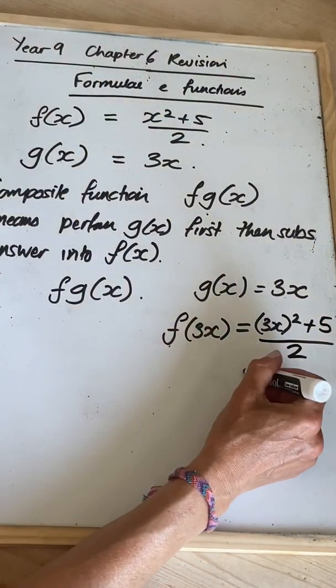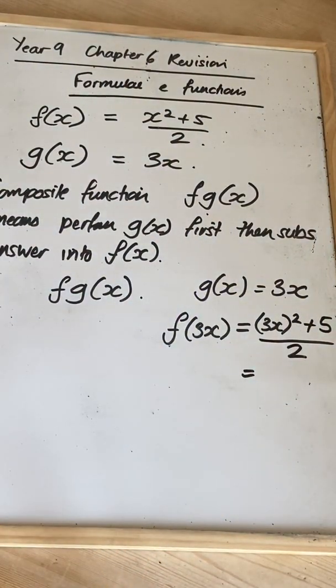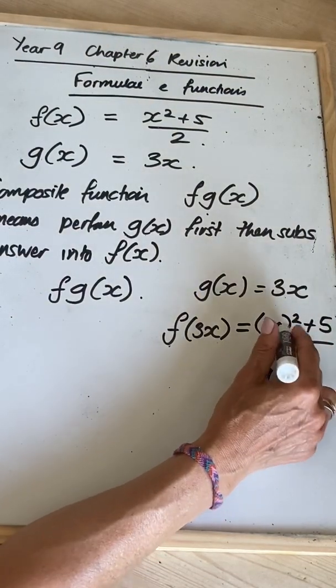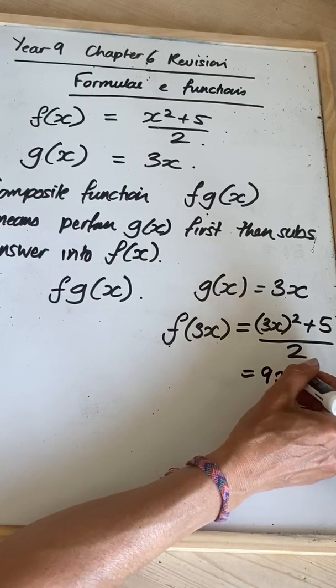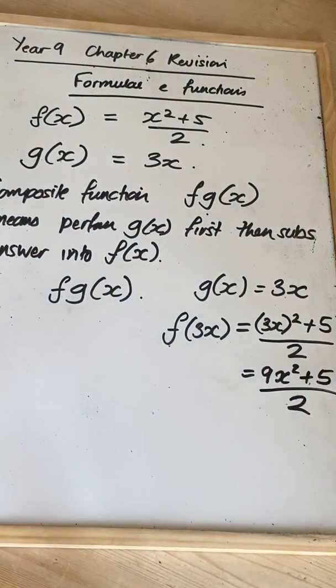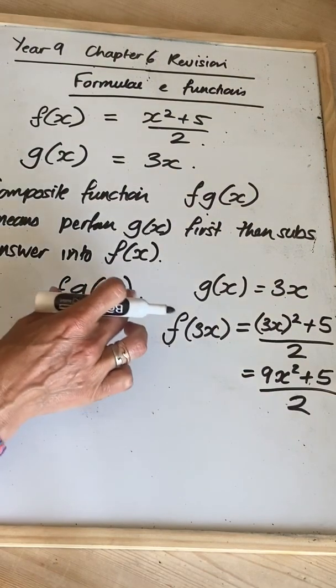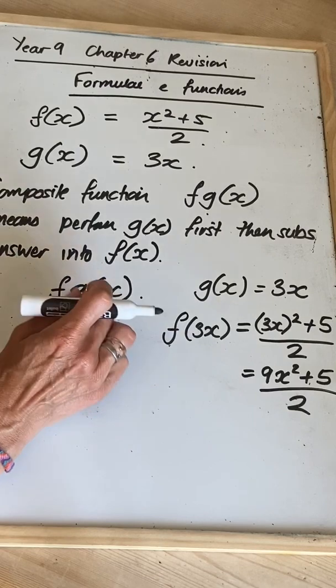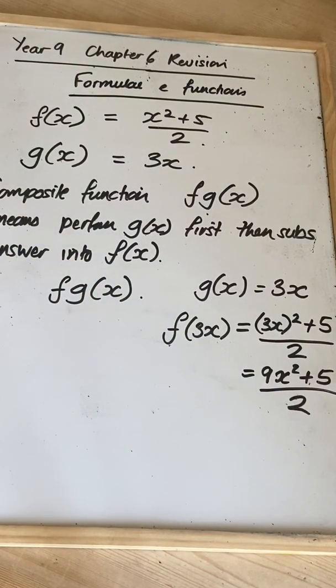If I'm squaring all of that, we'll go back to our indices chapter. We're going to have to square the 3, which gives me 9, and square the x. That's 9x squared plus 5 all over 2, and I think I'll just stop there. That could be 4.5x squared plus 2.5, but I think I'll just leave it in that form. So you might be asked to leave your function just as fg of x rather than substituting a number in. Okay, so that's functions for you.